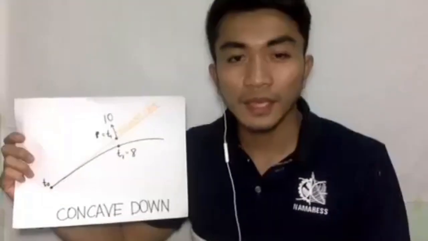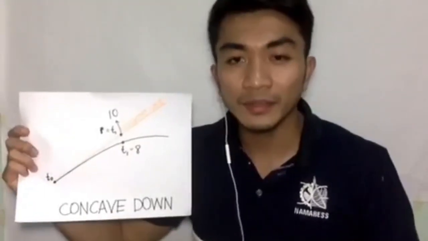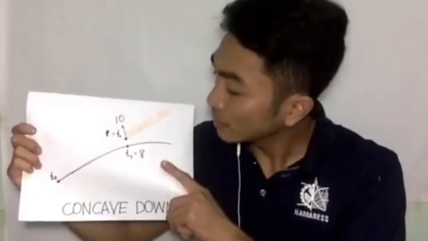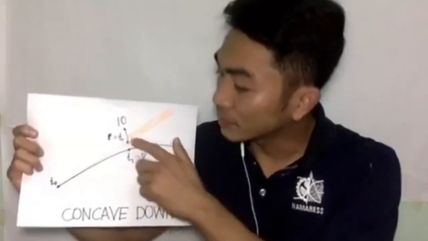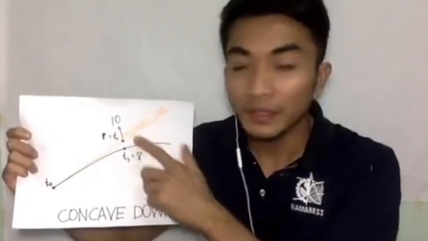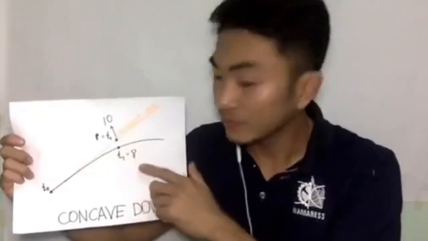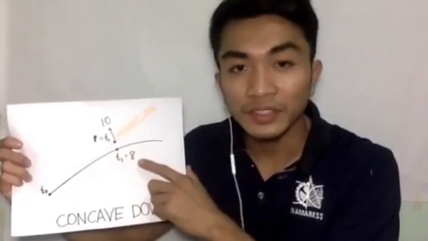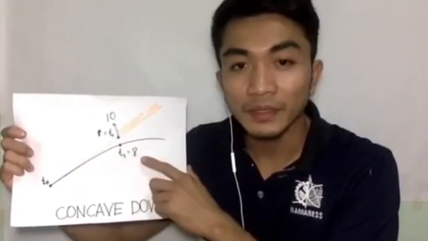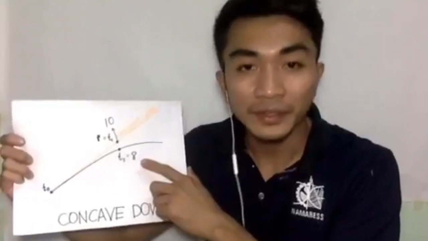How accurate is Euler's method? As you can see, the value of your approximation is 10, and the value along the solution curve is 8, which is the exact value. So there's an error. How do you compute an error?